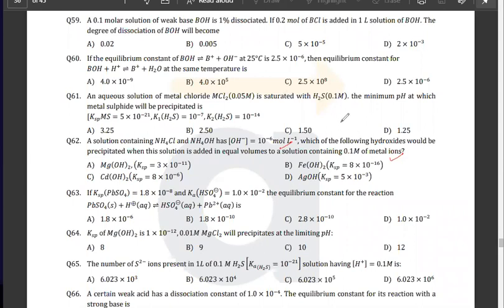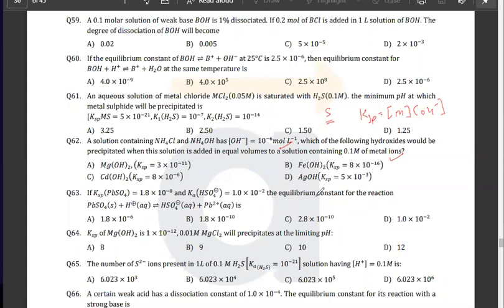Now think about this. You're asked to find S. What is S? S is the solubility of metals, right? Yes or no? S is the solubility of metals. So this is some extra information. So we know that Ksp is equal to the concentration of metal into the concentration of OH minus squared, according to this question.